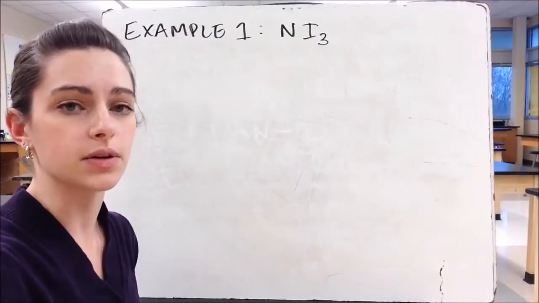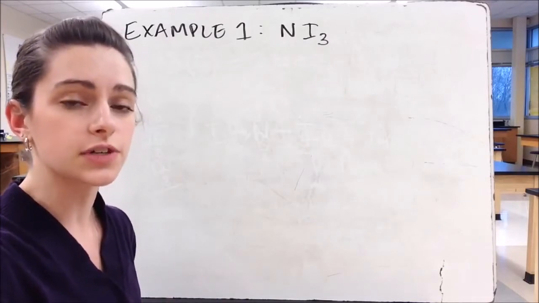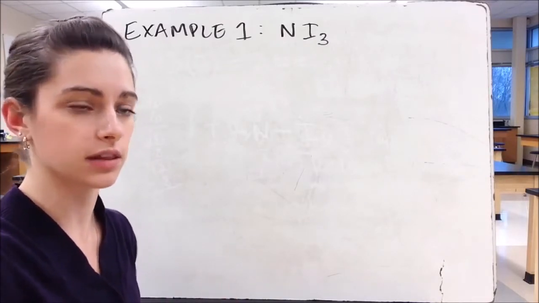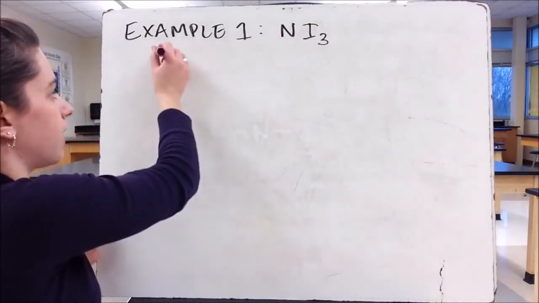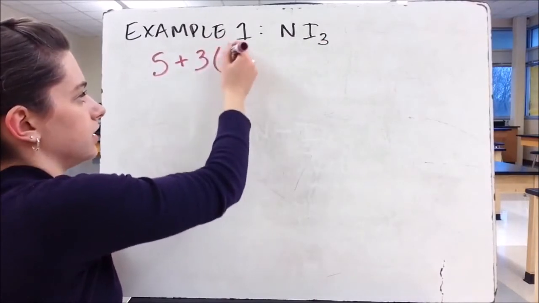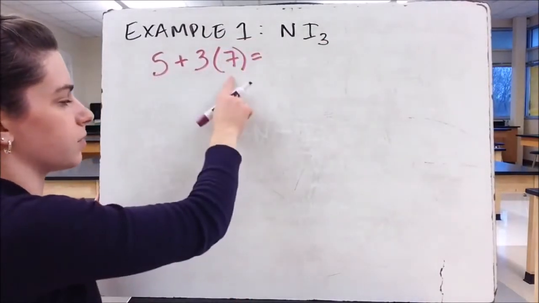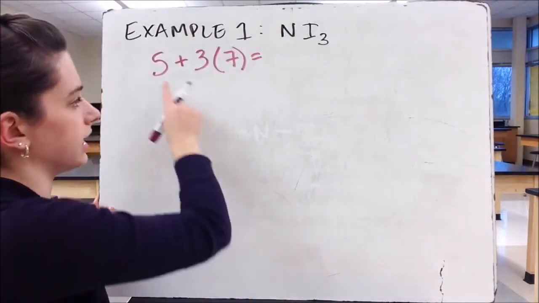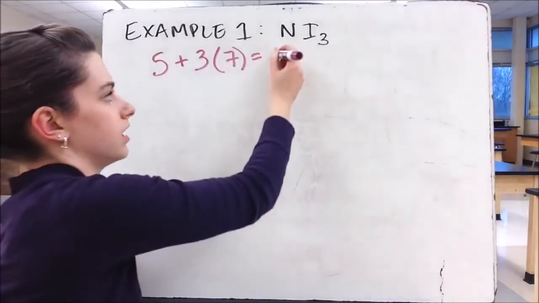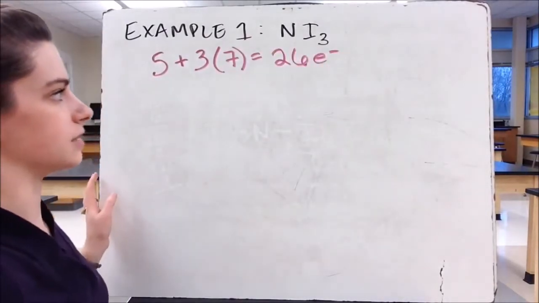So our first example is nitrogen triiodide, NI3. Our first step is to figure out the total number of valence electrons we have to work with. Nitrogen has 5, and we have 3 iodines, and each iodine has 7 valence electrons. These numbers came from where they are in the periodic table. Nitrogen has 5, each iodine has 7, and we have 3 of them. It means we have a total of 26 electrons that we need to place.